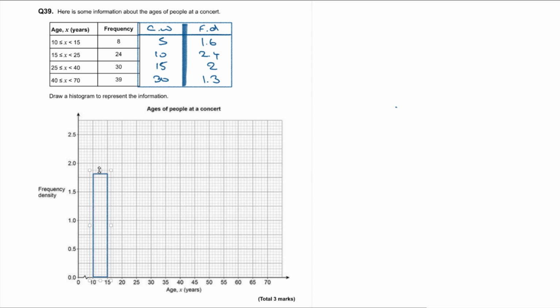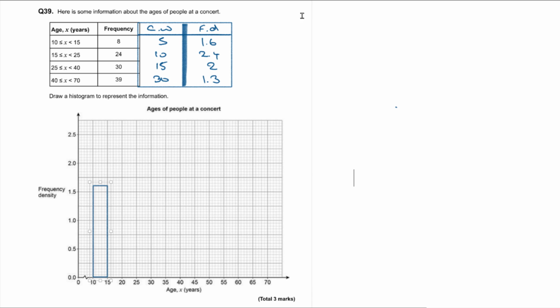So 1.6, that's not right, is it? If that's 1.5 and that's 2, that means I've got 10 little boxes between 1.5 and 2. That means each one of these boxes is 0.05. So 1.6 is going to be 2 little boxes above 1.5, then it's going to be there.